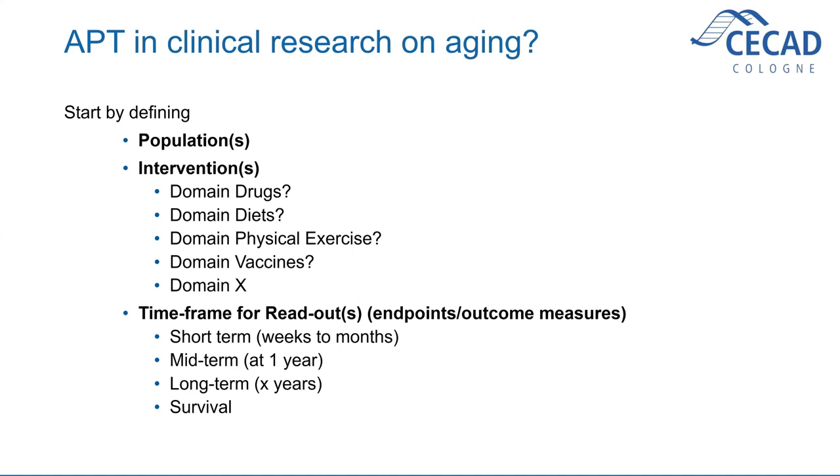So exploring populations is more or less self-explanatory. Interventions may be a domain of drugs, a domain of diets, a domain of physical exercise, different forms of physical exercise versus non-domain vaccines, or any domain X, not yet known. And you should consider the time frame for your readouts. Those may be short-term, within a time period of weeks to months. There may be midterm endpoints at 1 year, long-term, multiple years, or simply survival or not.